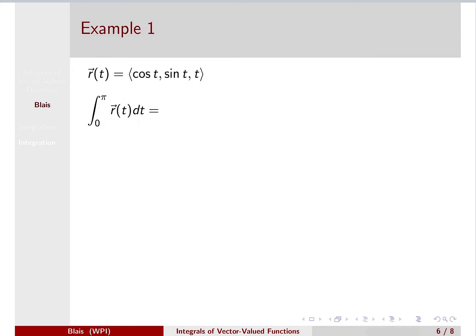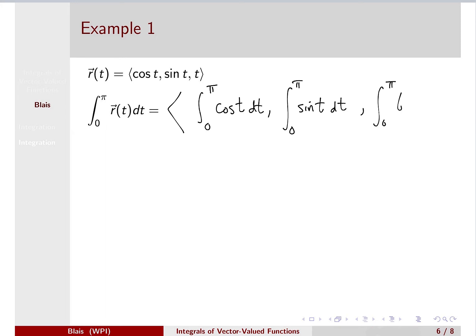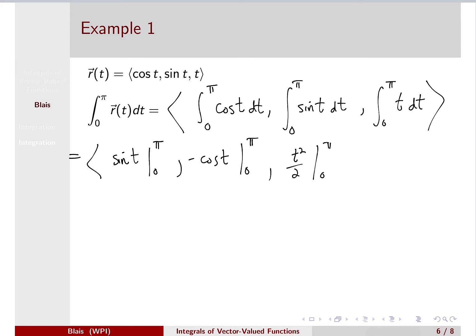So, for example, the same function. We have the integral from 0 to pi of r of t dt. We integrate each of the components: the integral from 0 to pi of cosine of t dt, the integral from 0 to pi of sine of t dt, the integral from 0 to pi of t dt, and we can use our fundamental theorem of calculus with an antiderivative. So we'll have sine of t between 0 and pi, and of course any antiderivative works for the definite integral, so we choose the one where the constant c1 from before is 0. Then we have minus cosine of t evaluated between 0 and pi, and t squared over 2 evaluated between 0 and pi.